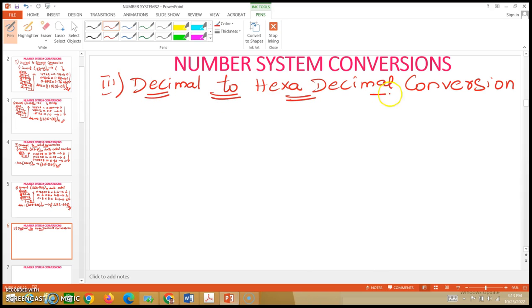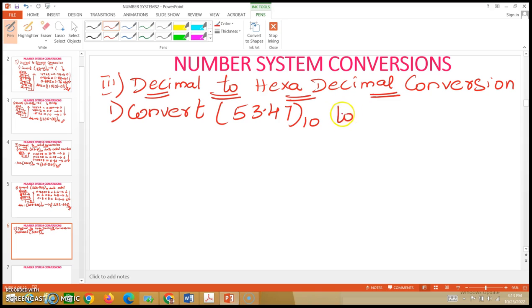Now we will see the first example, that is convert 53.47, that is decimal, to hexadecimal. So now we'll start. That is again the same method. We have to follow the same method. Whatever method we have followed for the previous examples, the same method here also we have to follow.